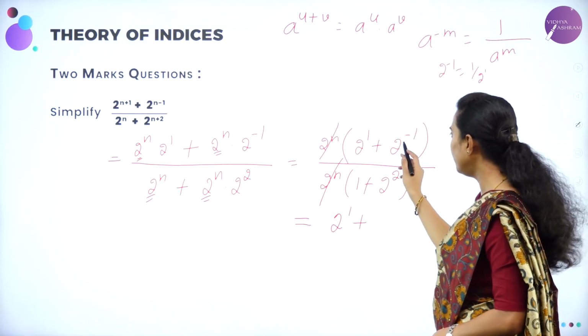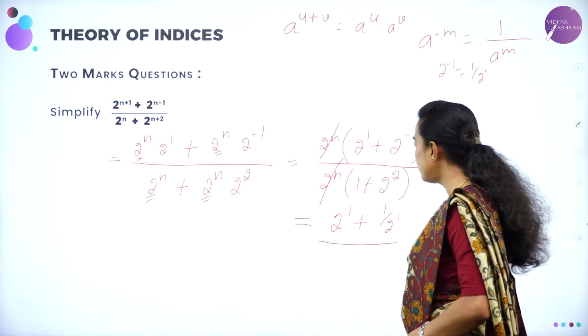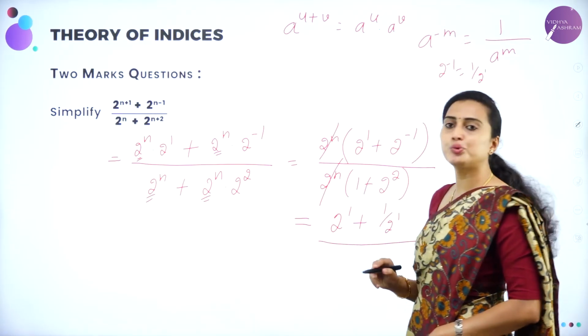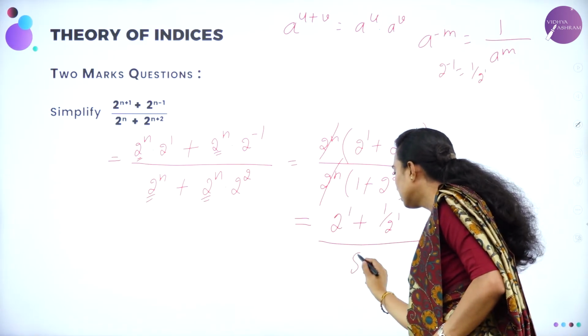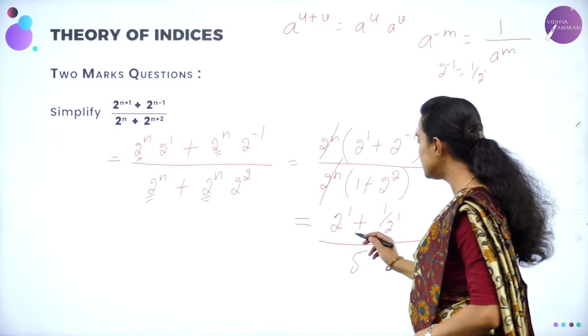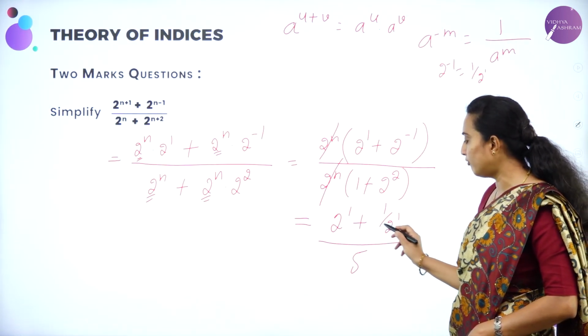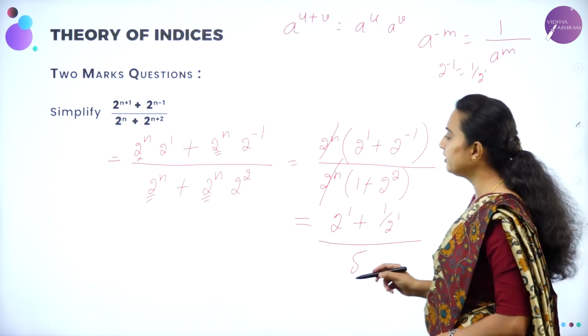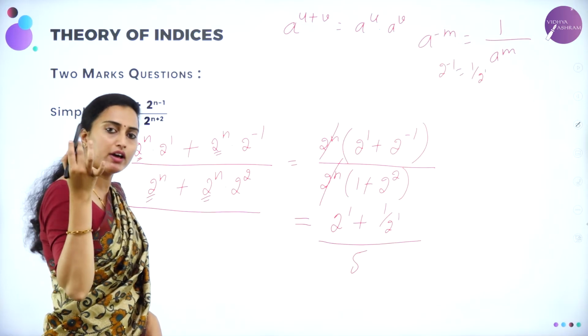So therefore you are going to write accordingly. This will be 1 by 2 power 1, which is 2 power 1. Denominator 1 plus 2 squared. What is 2 squared? 4. 4 plus 1, 5. So I am going to write 5. Further simplification: you can take LCM. If I take LCM, 2 2s are 4. Correct? 2 power 1 is 2.